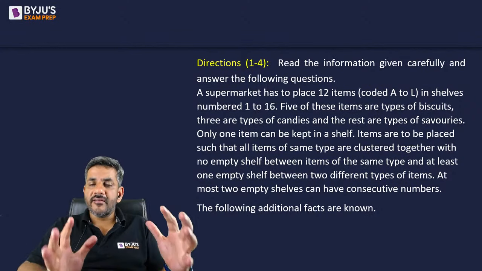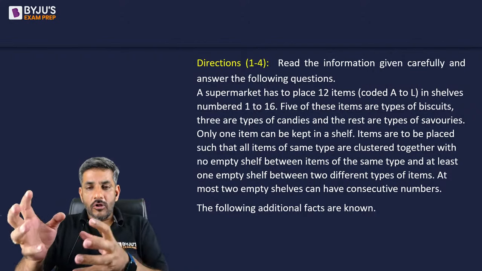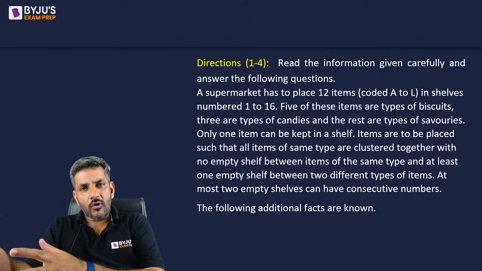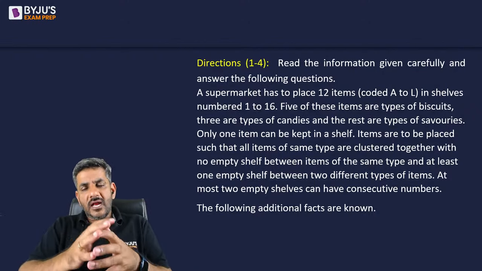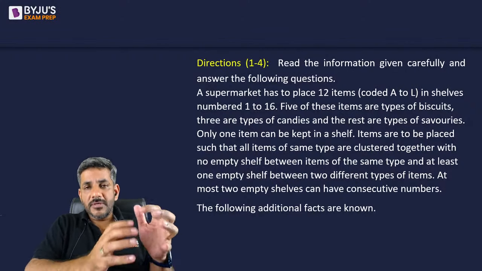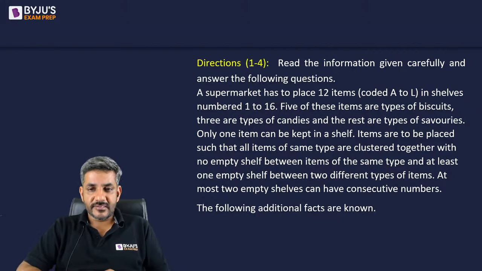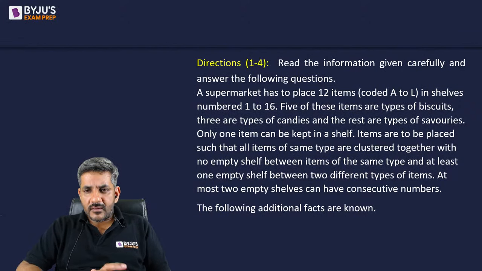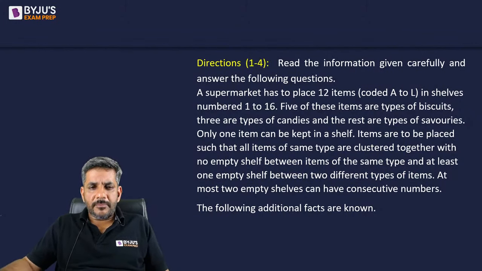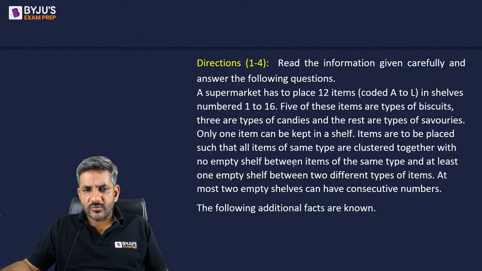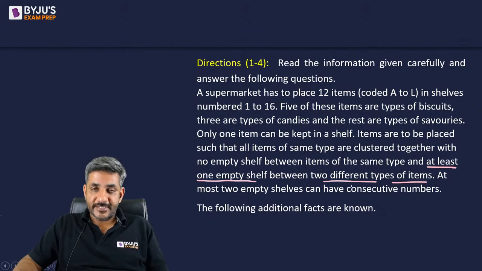So basically all 5 biscuits would be put together, all 3 candies would be put together, and all 4 savories would be put together, and there would be no empty shelf between the 5 biscuits or between the 3 candies or between the 4 savories. Okay, we have done that. No empty shelf between the same type, and at least one empty shelf between 2 different types of items.